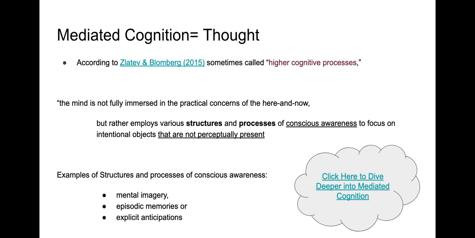And so they're calling that mediated cognition, and examples of mediated cognition are going to be mental imagery, episodic memories, explicit anticipations, things of that sort. The way you can picture yourself somewhere, for example, or the way you can recall an event or a scene, that's all mediated cognition. And I've provided a link with a little thought bubble for you to click into to dive deeper into the professor's mediated cognition webpage. I think he's a linguist.